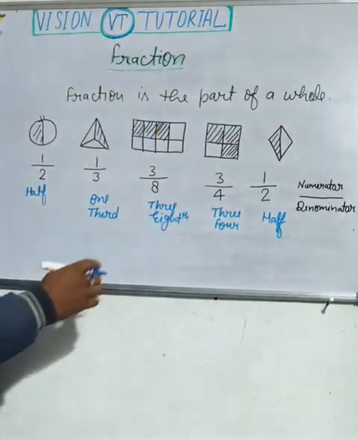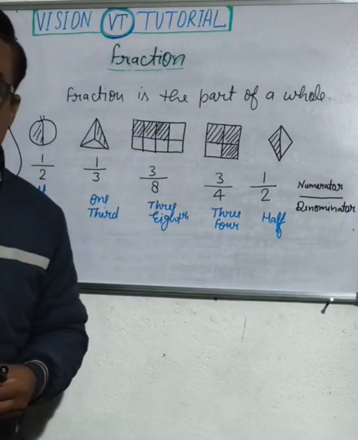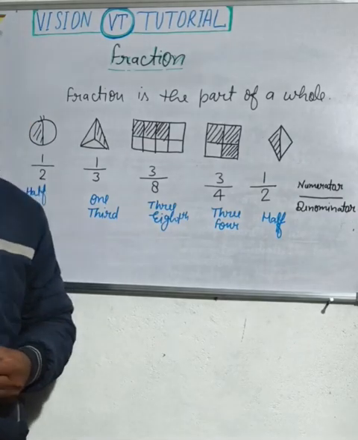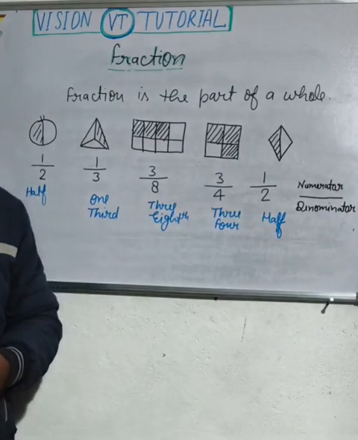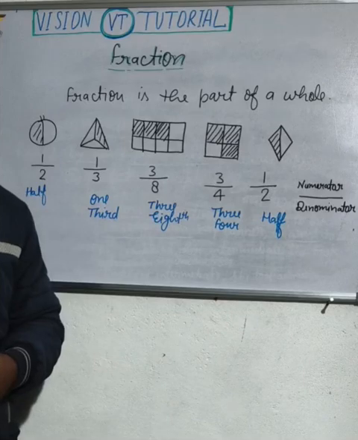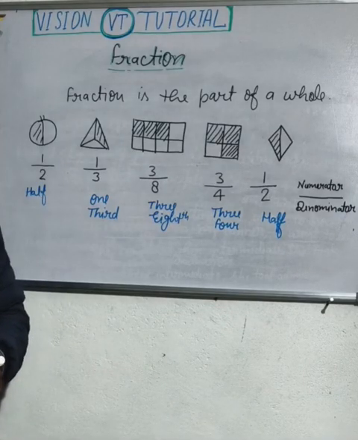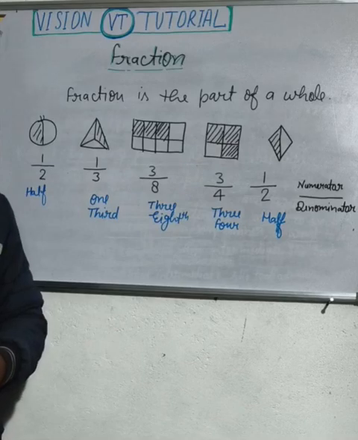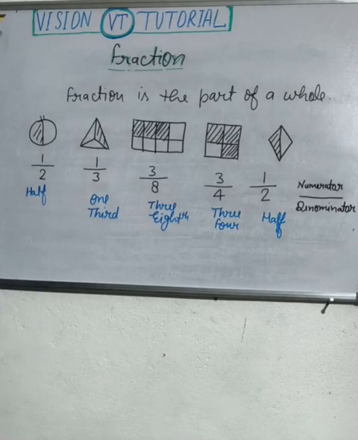Children, if you take a glass of water and drink a half portion, which fraction have you drunk? That is 1 upon 2. If you have drunk three-fourths, it will be 3 upon 4. Okay, I think you have understood it. Okay, so let me move to the next point.